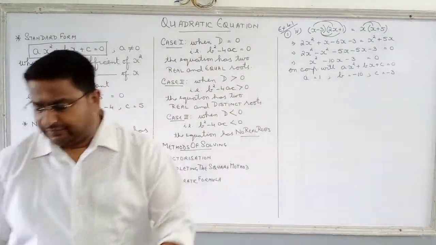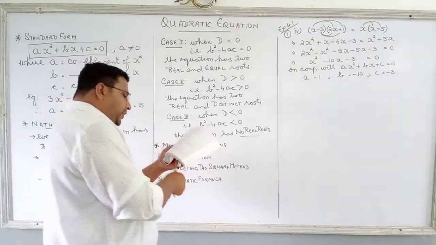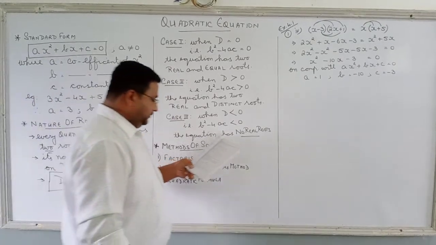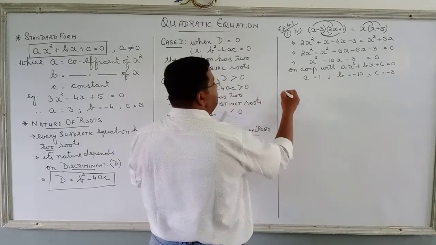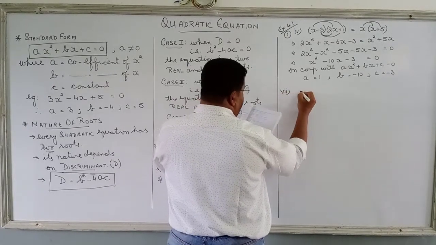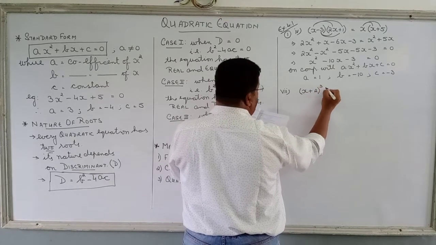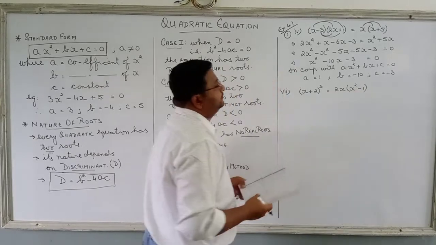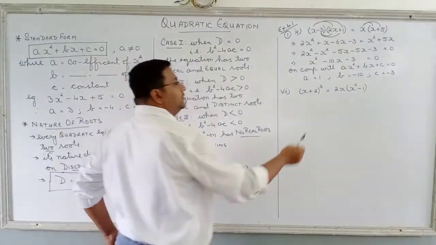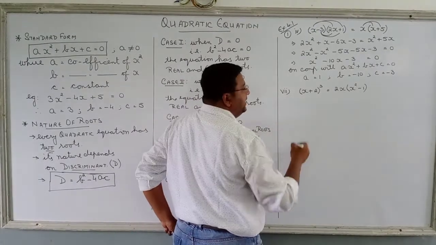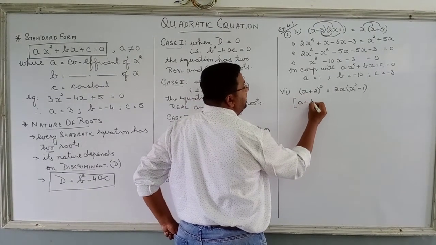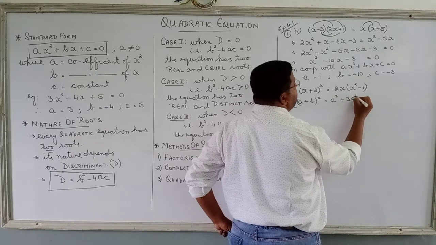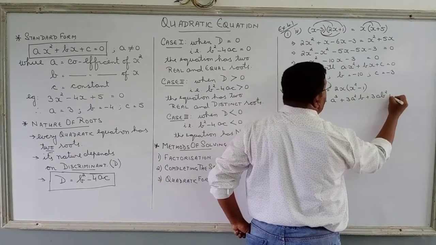Here, one more part we will do. The 8th, or you can do the 7th one. Whichever, both of them are the same, there is no difference. Let us try the 7th one. (x plus 2) whole cube equals to 2x into (x squared minus 1). The identity is (a plus b) whole cube equals a cube plus 3a squared b plus 3ab squared plus b cube.